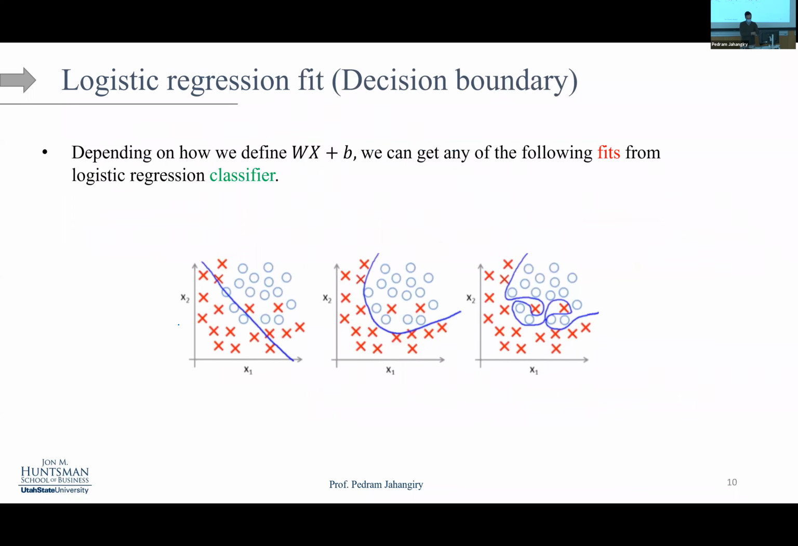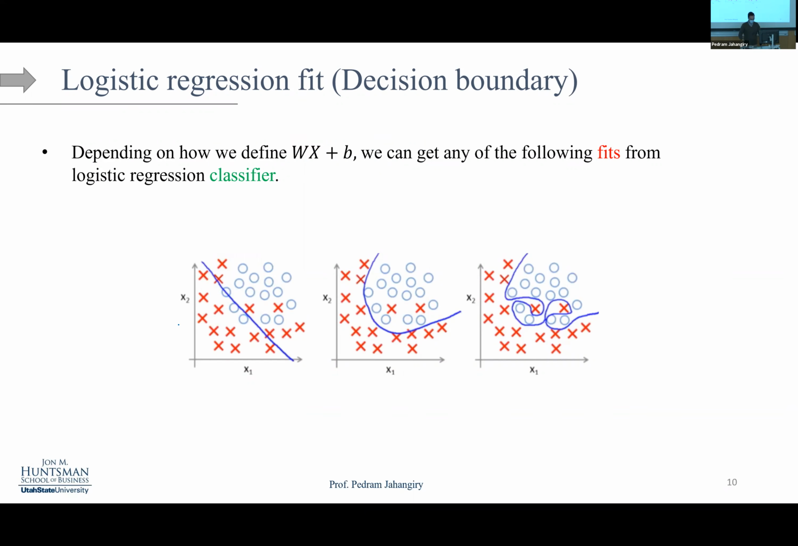Now let's talk a little bit about that decision boundary. I want you to remember that, like the linear regression model, the model was linear, but the fit could be nonlinear, like polynomial. The same story here. Logistic regression is a linear model, but the fit, which is the classifier here, can be nonlinear.